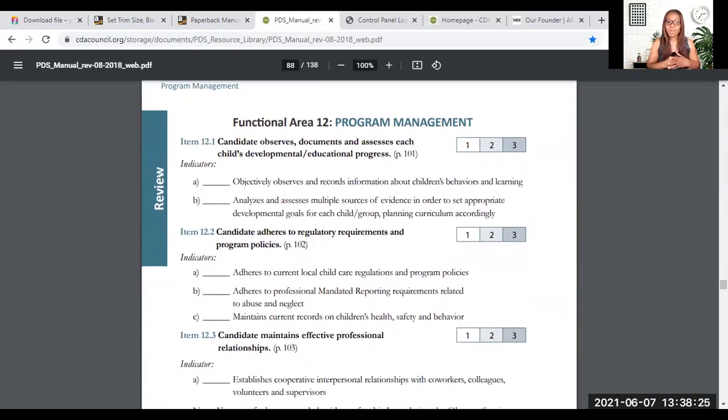As far as your program management, we talked about the newsletters and things like that. As far as your children's behavior, we want to see how you're recording that. So yes, you do competency statements, but how are you relaying that information to parents? Are you using incident reports? Especially with infants, do they have a daily monitoring sheet that you use? Oh, your child was changed at this time or whatever. Just explain those things to your PDS specialist.